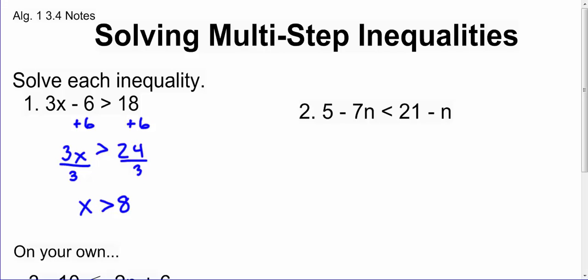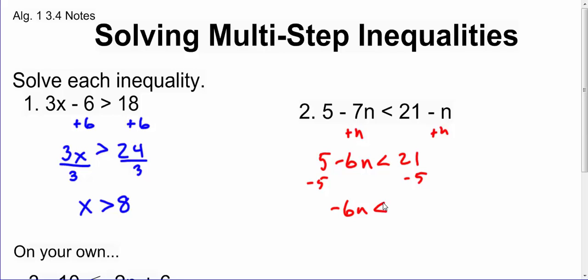Alright, let's take a look at the next one, number 2. We have n's on both sides. Now what I know is that with inequalities, we probably prefer having our variable on the left-hand side. So negative 7n plus n is going to give me minus 6n less than or equal to, and we'll have a 21 over here. Subtract 5 from each side.